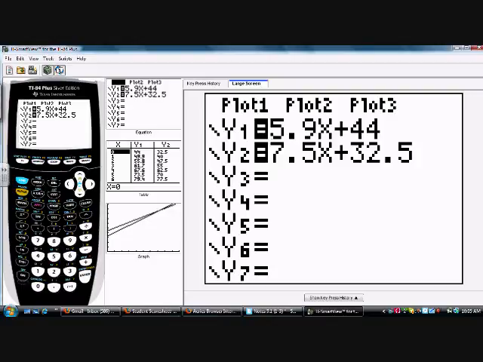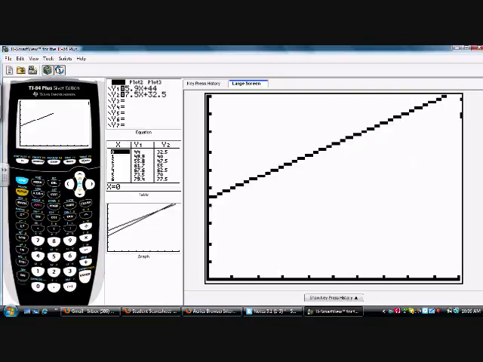And then, do you remember where the X button is? It's on the second row down, right next to the alpha button. So 5.9x plus 44, that's Ed. 7.5x plus 32.5, that's Joe. Now, we're going to graph these two functions on your calculator. And so you're going to hit the word graph, and you're probably not going to get a pretty graph like I have.